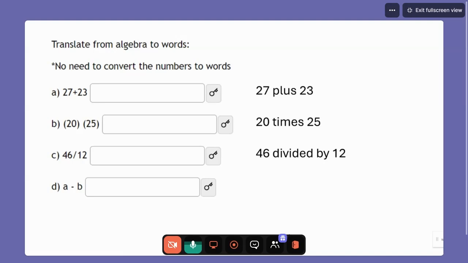And then for the last one, it doesn't bother us any that they are letters instead of numbers. Letters we call variables in math, and they're simply numbers. We just don't know what they are yet. So this says a minus b, and that's all you got to put for that, a minus b, like so. Let's do one more here.